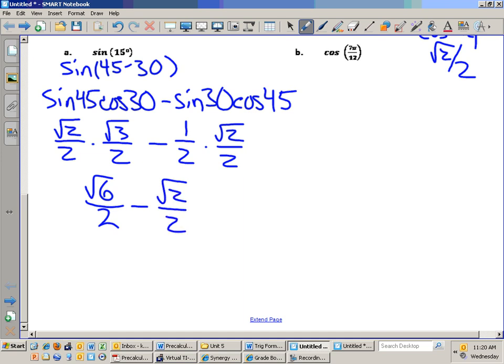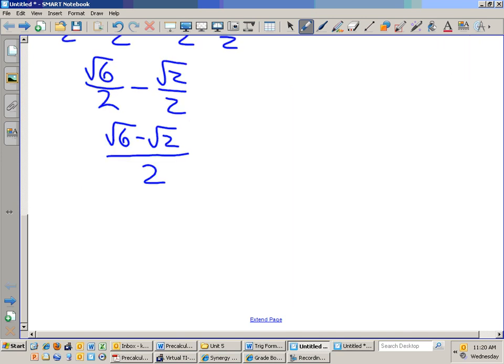They already have common denominators, so we have the square root of 6 minus the square root of 2 all over 2. I cannot subtract those. In order to subtract radicals, they must have the same radicand. Must have, so if you had like 3 square roots of 2 minus 4 square roots of 2, then you can do that.